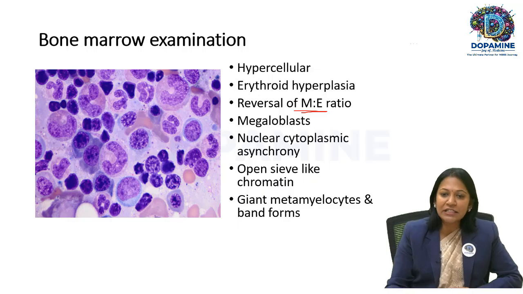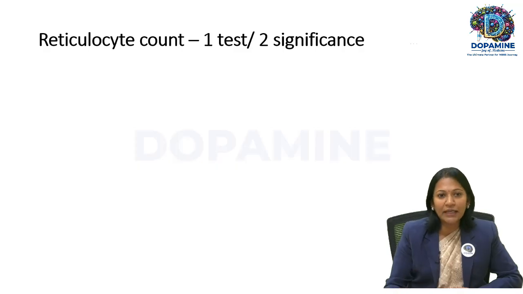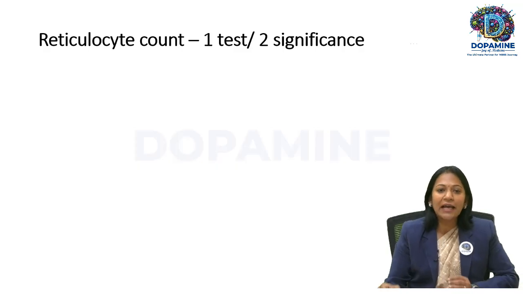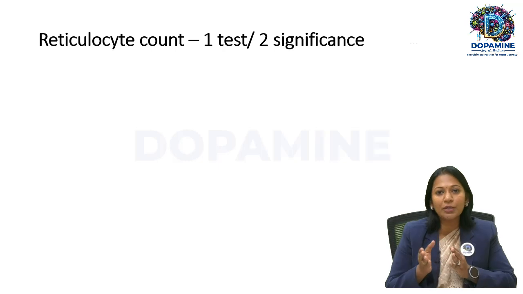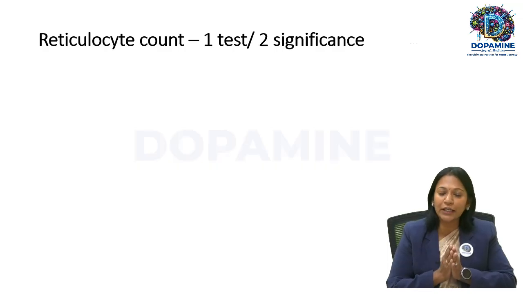Finally, as I have already said, giant metamyelocytes and band forms will be seen. Reticulocyte count is a very, very important test. After ordering the CBC, you will look at the peripheral smear. After seeing the peripheral smear, before going for a bone marrow, you can of course do this reticulocyte count.